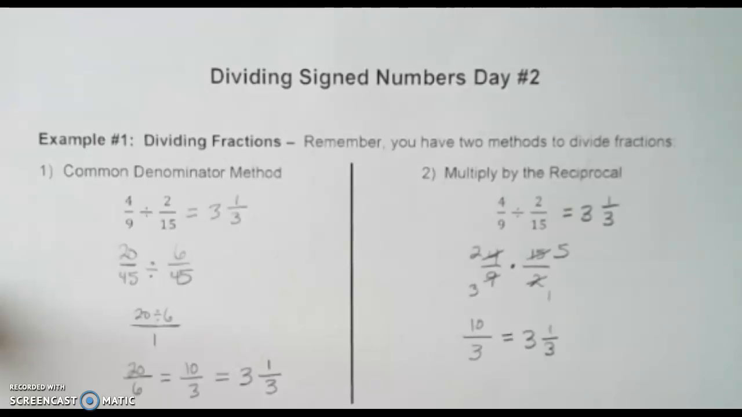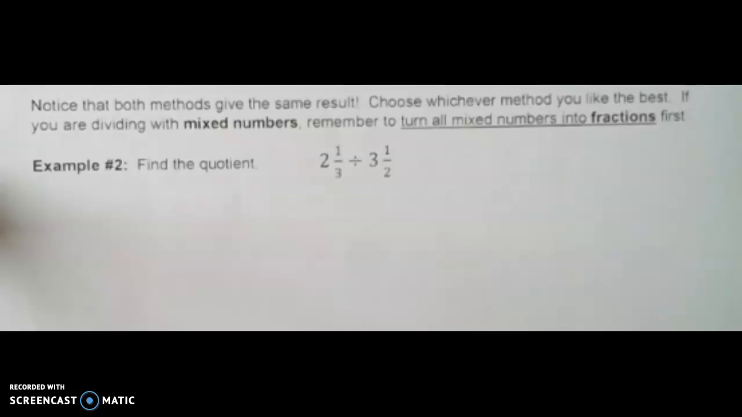I'm going to let you choose whichever method you like best. If you're dividing with mixed numbers, though, remember to turn all of your mixed numbers into fractions first. So again, you can either get your common denominators or you can multiply by the reciprocal. I kind of prefer method number 2, so that's the one I'm going to be using, but if you prefer method number 1, by all means, you're going to get the same exact answer.